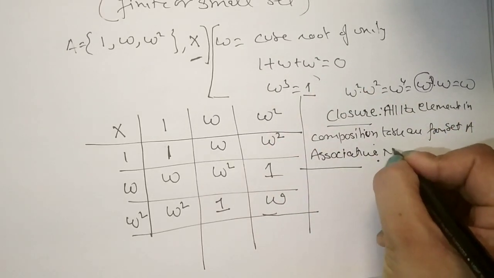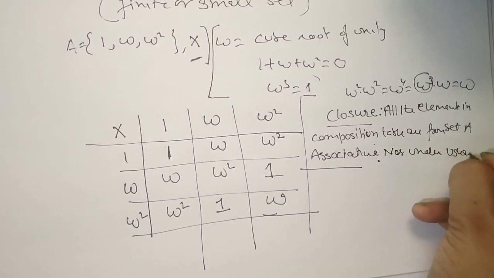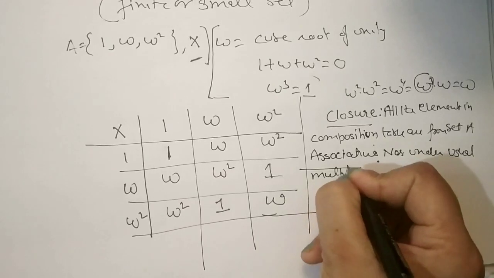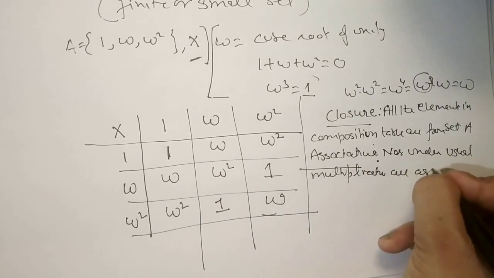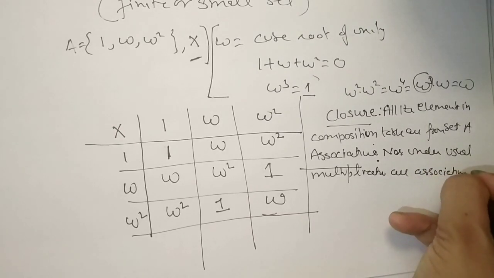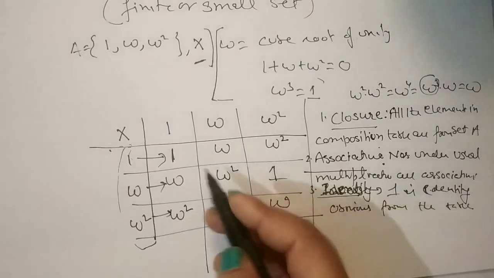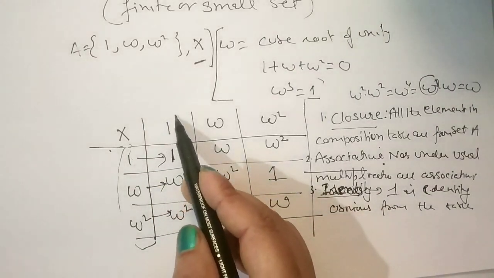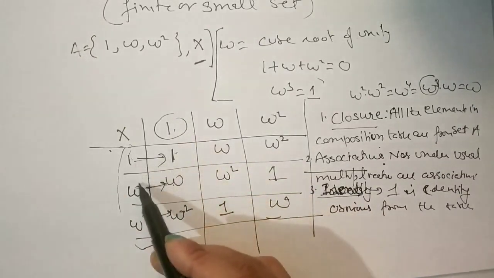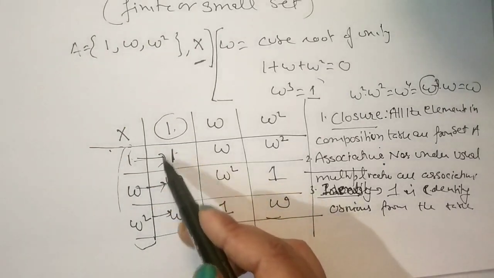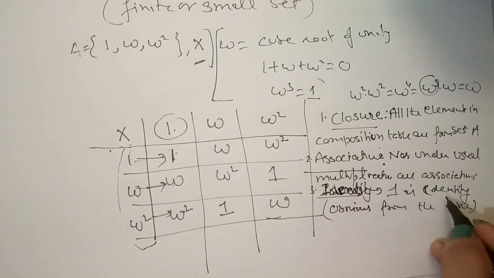So numbers under usual multiplication are associative. Now the identity element. In this composition table, when we operate with 1, we get the same element, meaning 1 is the identity element, because 1 is not affecting the elements, they are the same. From the composition table it is obvious that 1 is the identity.